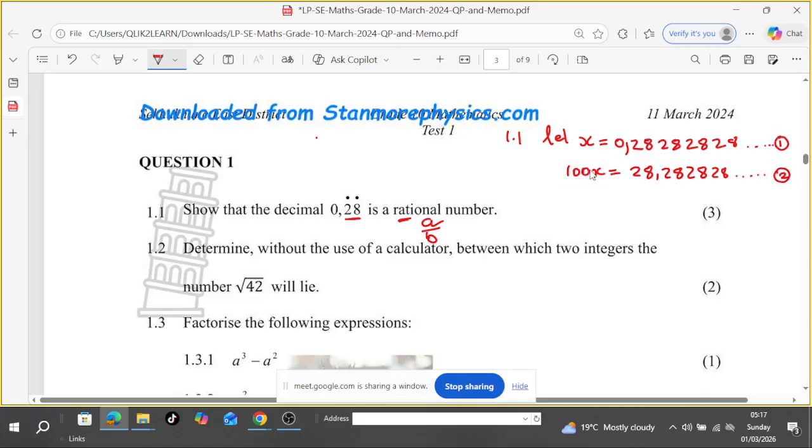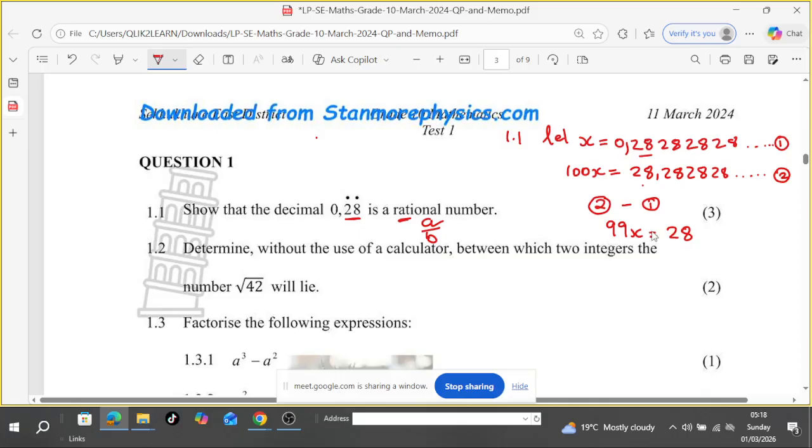So now, we're going to take equation 2 and subtract equation 1. So 100x minus x will give us 99x. Then we take the 28.2828 and subtract the 0.2828, so we get rid of those recurring 282828. This will just be 28. Okay, I'm not sure if you're still with me on that part. Yes, I am. Okay, so now how can we solve for x?